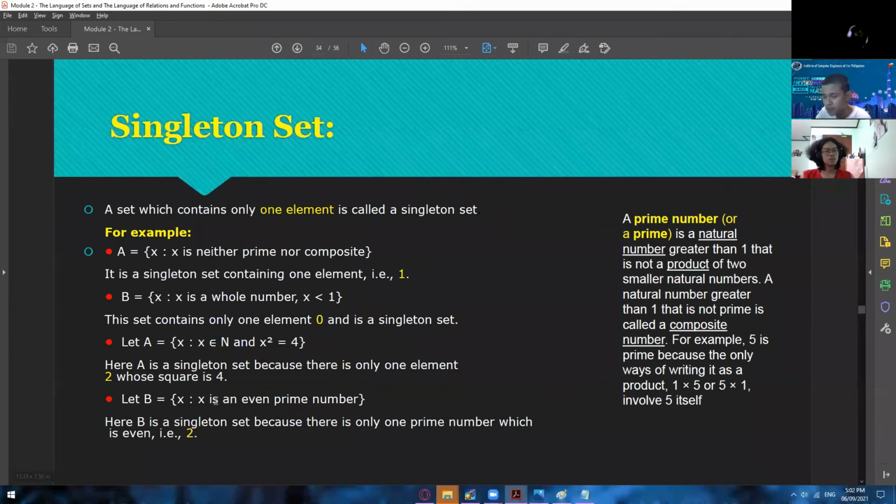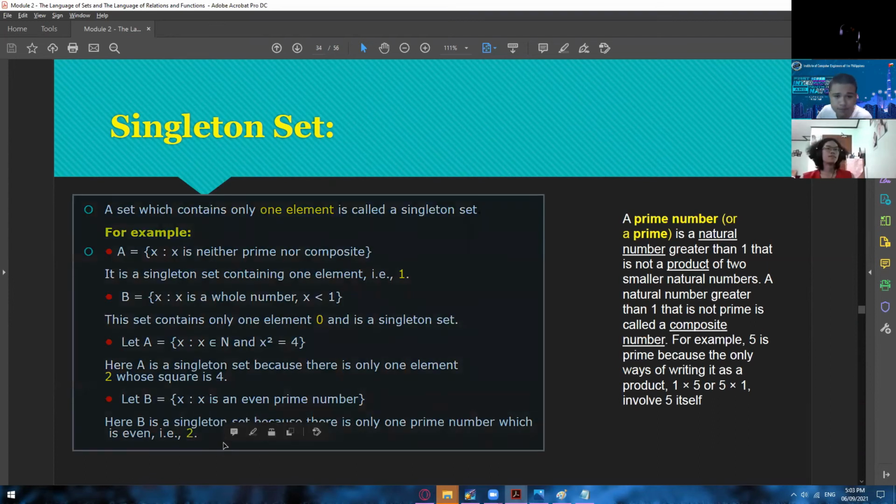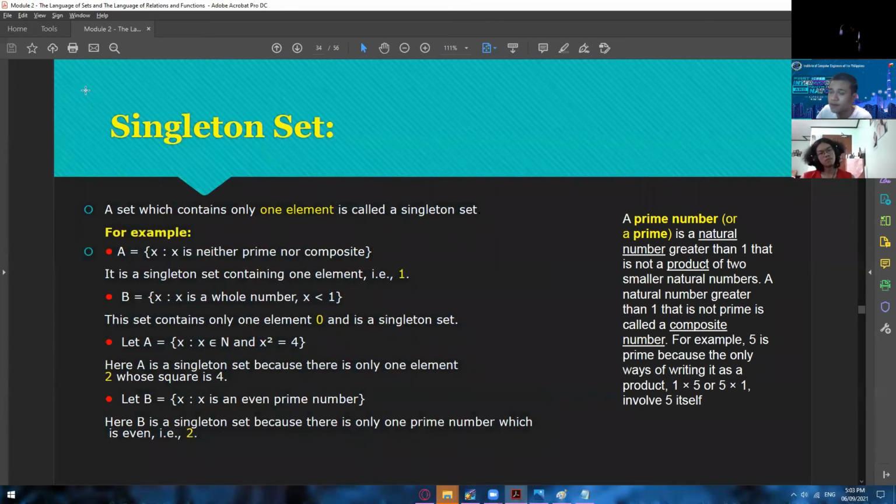And then for the last one, let B be the set wherein x is an even prime number. So here B is a singleton set because there is only one prime number which is even, okay, which is the 2 itself. Okay, so there are no other even prime numbers that exist except the 2 itself. So are we clear so far when it comes to singleton sets?